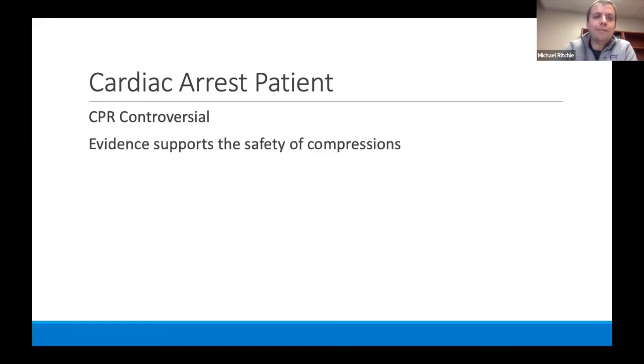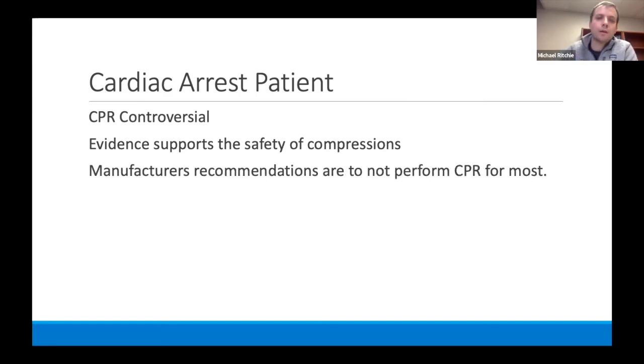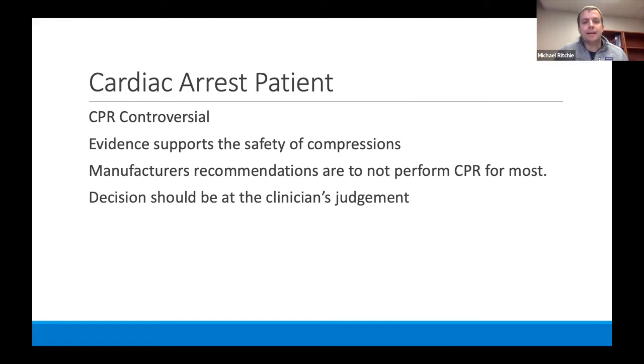Although evidence supports that it's safe and that you can do compressions, there is some controversy that they're worried it could dislodge things, and things could obviously go very poorly if you're having chest compressions, especially prolonged chest compressions. Most manufacturers recommend do not perform CPR if the VAD is in place. And then I always say leave it to the clinician's judgment.